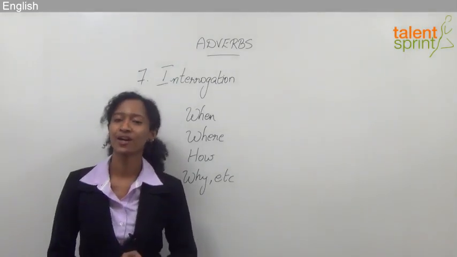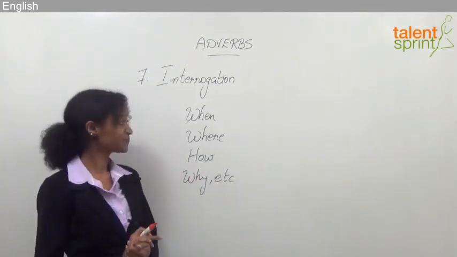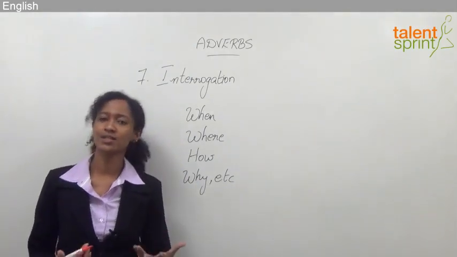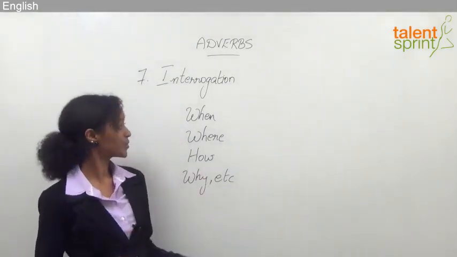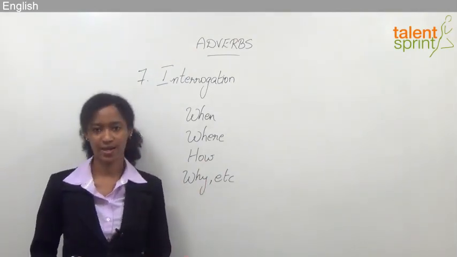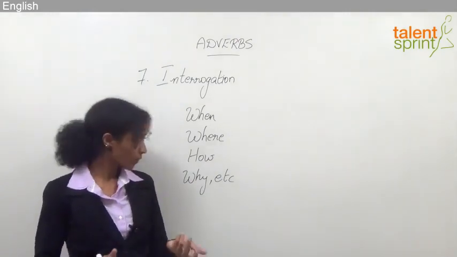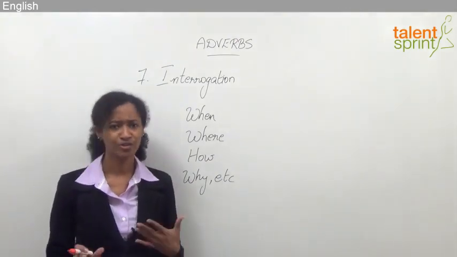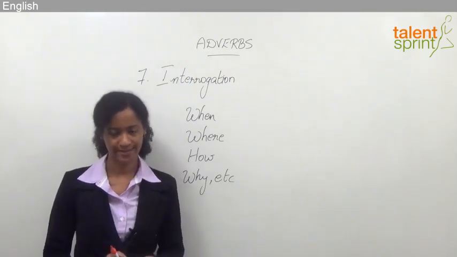So here we are with our last kind of adverb, interrogative adverbs. Alright, so again these are used to inquire about unknown information. So a couple of examples are when, where, how, why, etc. So when are you leaving, or where are you going, how are you, how do you do, why are you so late. These are a couple of examples.